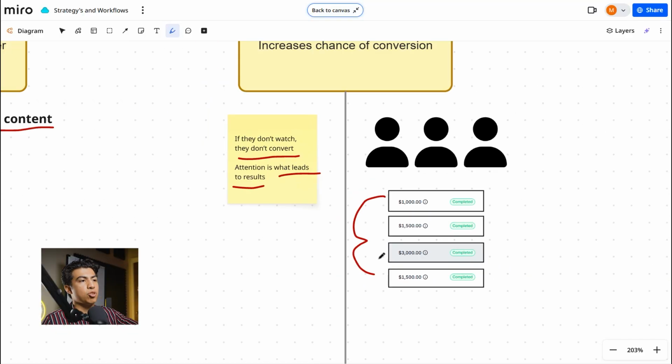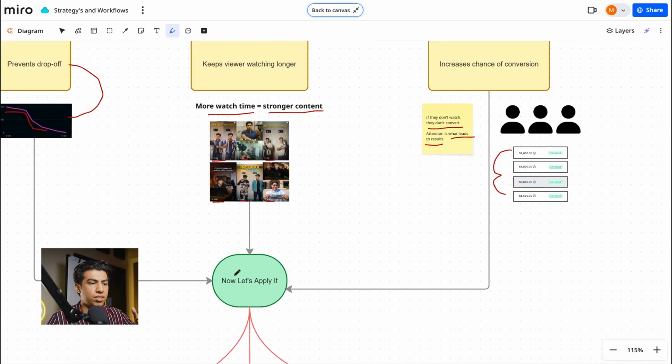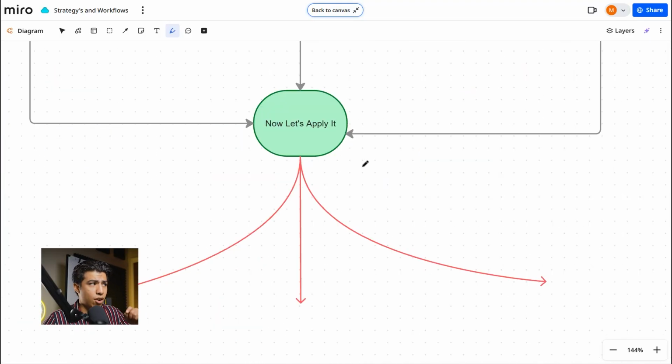Now let's apply this to show you a perfect example of how it's done. You are going to watch one of my videos right now and see how I actually apply the pattern interrupt in the content itself.